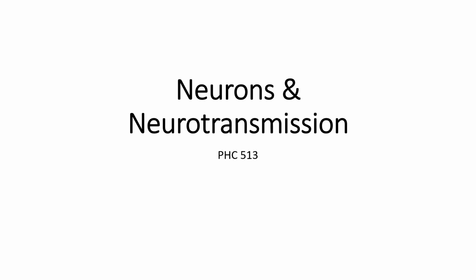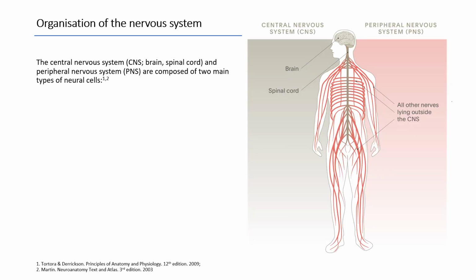Hi everyone, in this video we are going to do a short recap of what you previously learned during your anatomy and physiology course last year, especially pertaining to neurons and neurotransmission. The nervous system is divided into two main components, the central nervous system, which consists of the brain and spinal cord, and the peripheral nervous system, which consists of the nerves and ganglia outside of the brain and spinal cord.